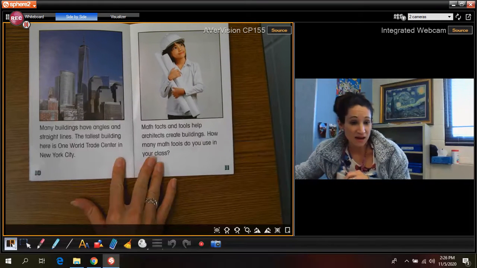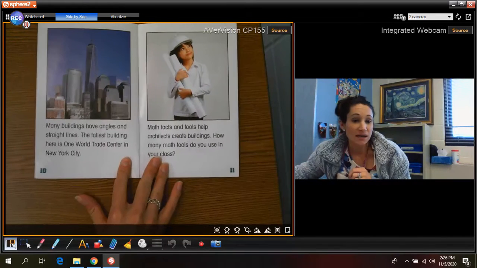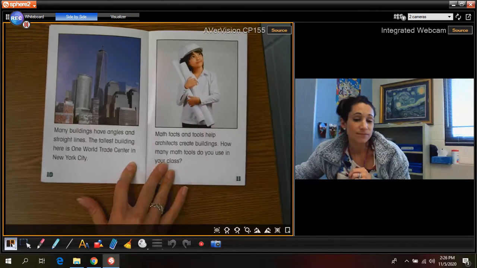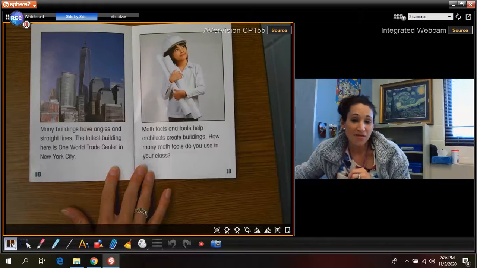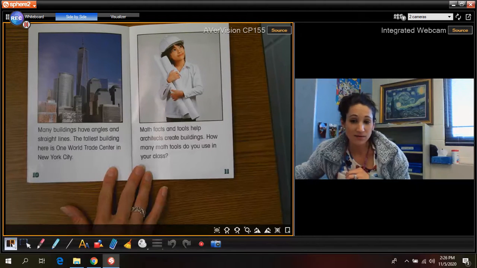Many buildings have angles and straight lines. The tallest building here is the one that it's called the World Trade Center in New York City. Math, facts, and tools help architects create buildings. How many math tools do you use in your class?